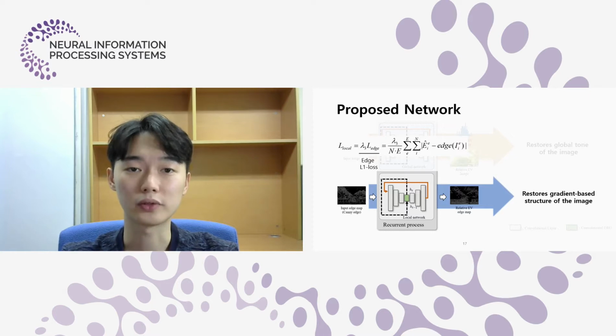The local network focuses on generating relative exposure edge maps, which were extracted with the Canny edge detector. We train the network with the stated loss function. Here, the edge function indicates Canny edge detection.